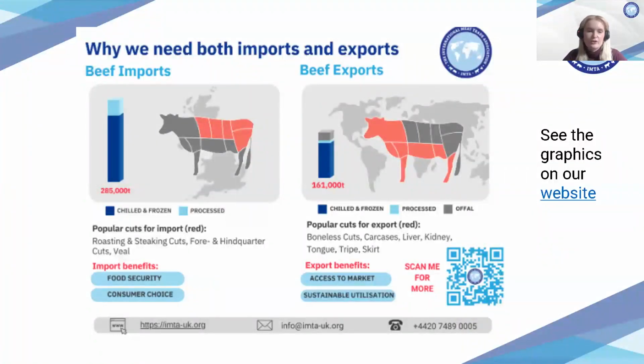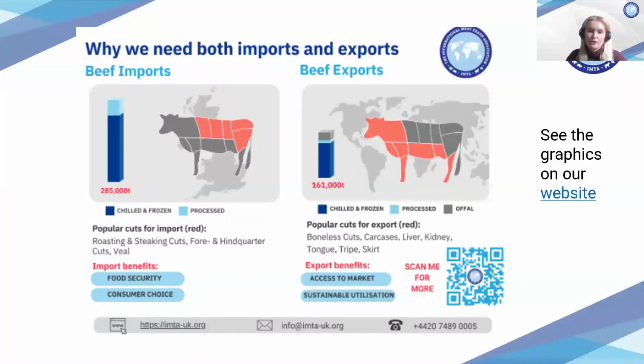And we're exporting those to markets around the world that very highly value that. And that enables the UK to have food security and also for producers to benefit from access to export markets. So you can scan the QR code there to see more. And we have diagrams like this across the 4 species of meat that we mostly trade in.